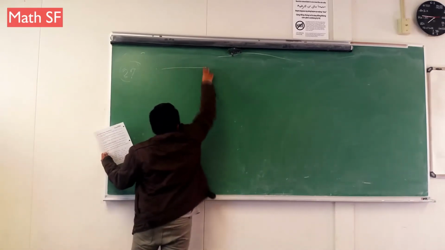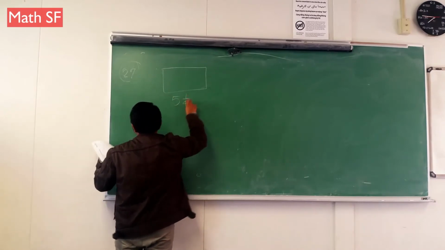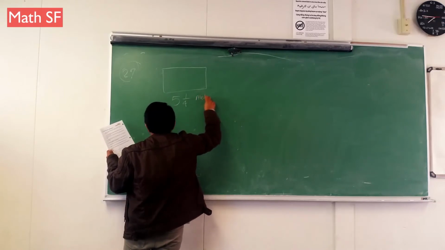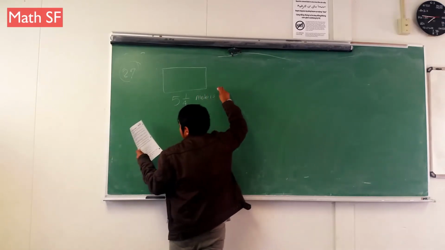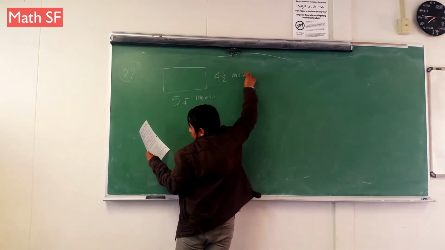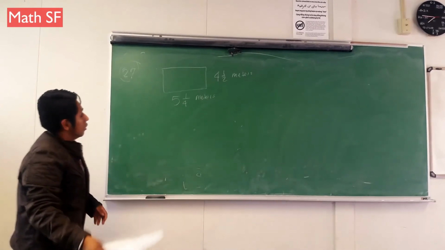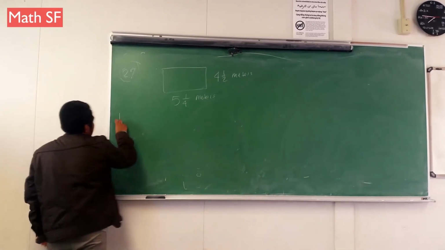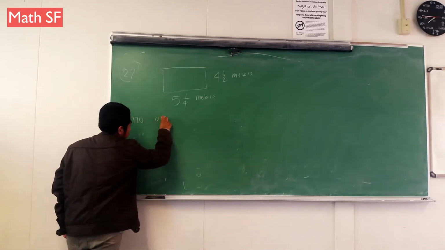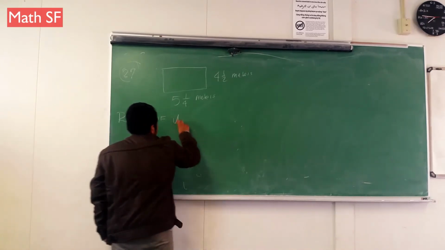So let me just write our rectangle. Its length is 5 1/4 meters. And the width is 4.5 meters. Find the ratio of the width to the length. We call the word ratio of. The ratio of the width to the length.